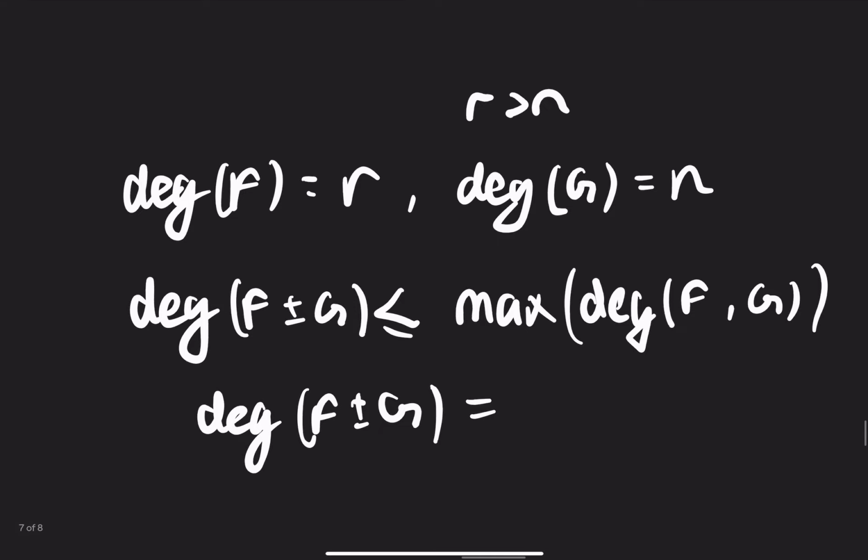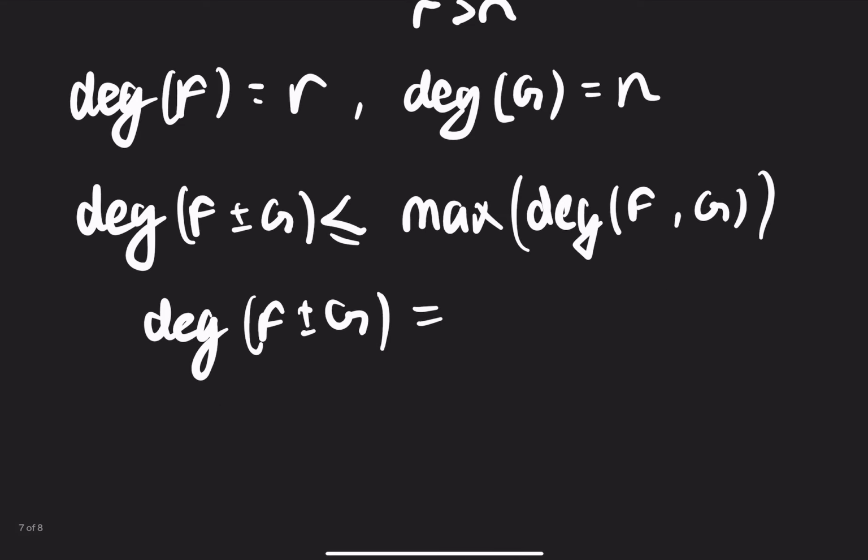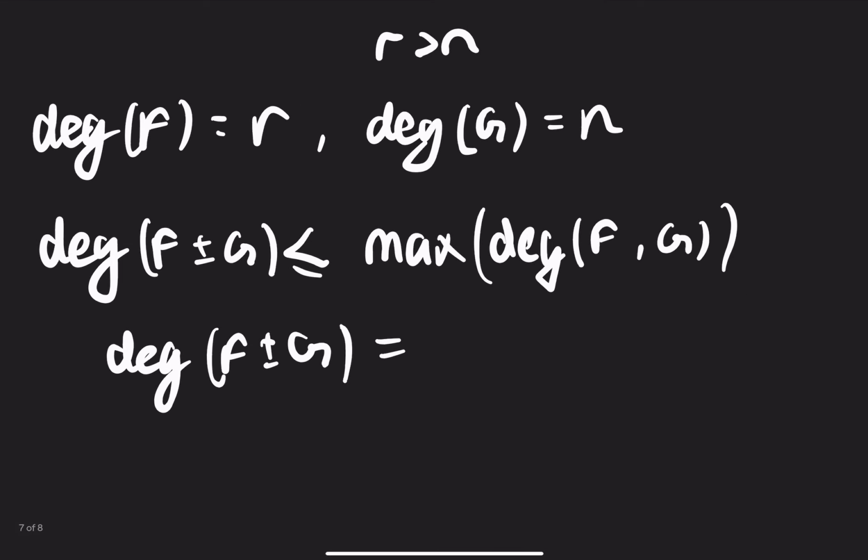So, the degree of f plus or minus g is going to be the degree of f, since the degree of f is larger than the degree of g, and the degree of f is r, so we know that it's r.